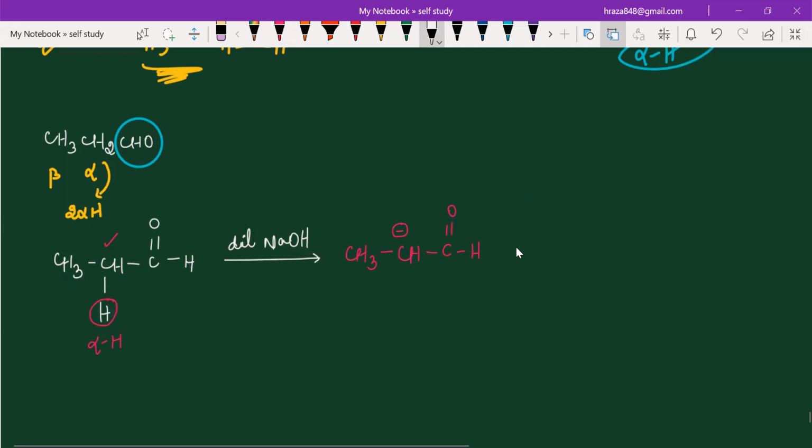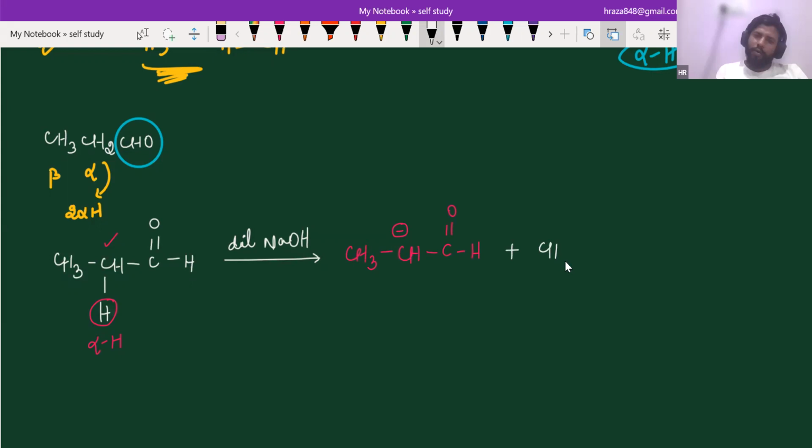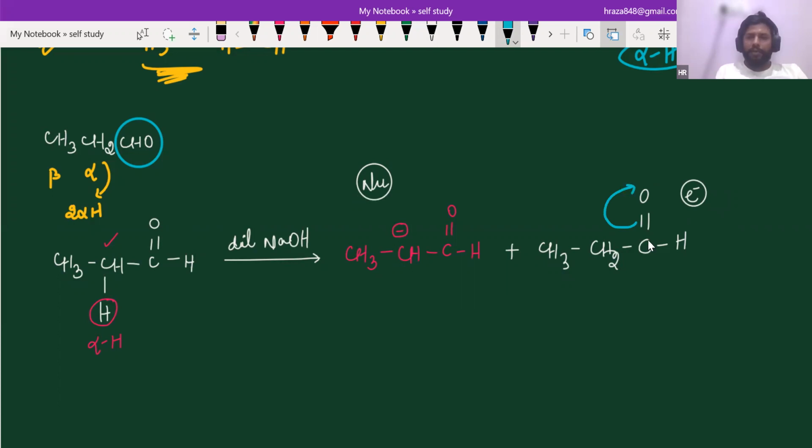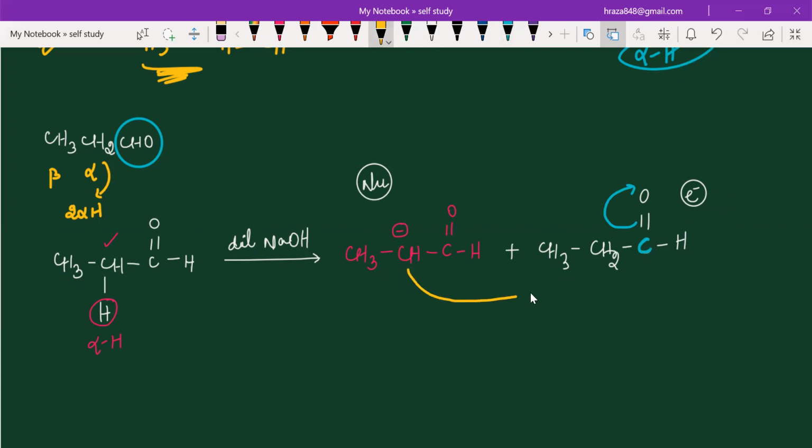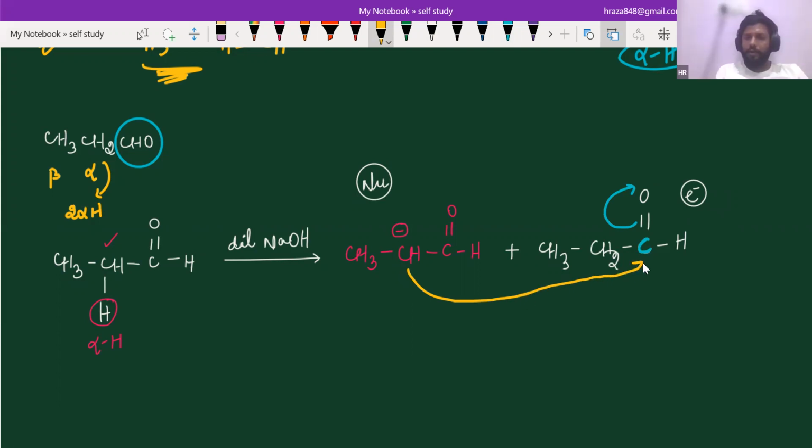Yes, sir. Now you are going to take another mole of this CH3 CH2 C double bond OH. Since we are treating this as nucleophile, you are going to prepare an electrophile. And how is it possible? As you know, oxygen is more electronegative, so oxygen will take electron from carbon. So this carbon will have deficiency of electron. Yes or no? Yes, sir. So this negatively charged carbon will go and attack that carbon.